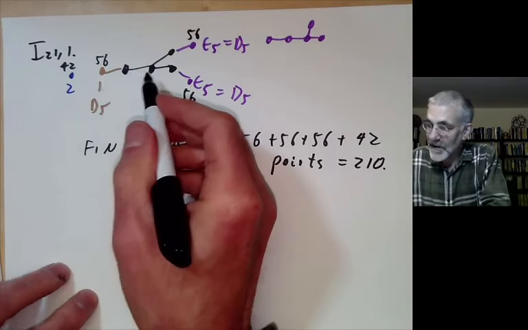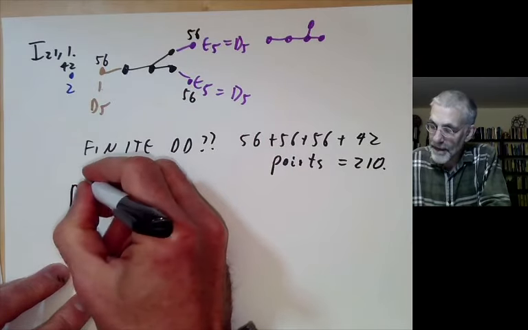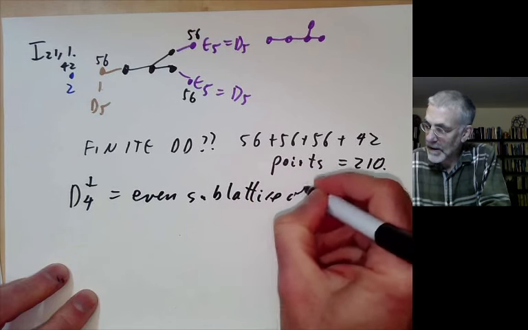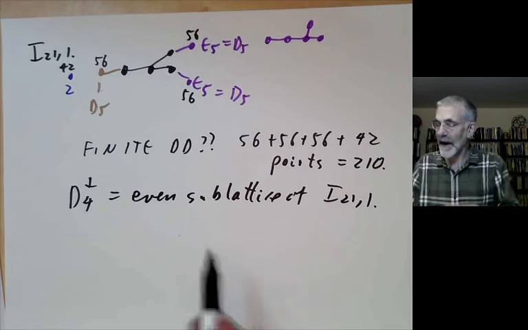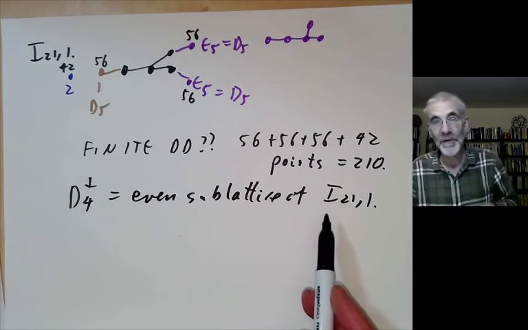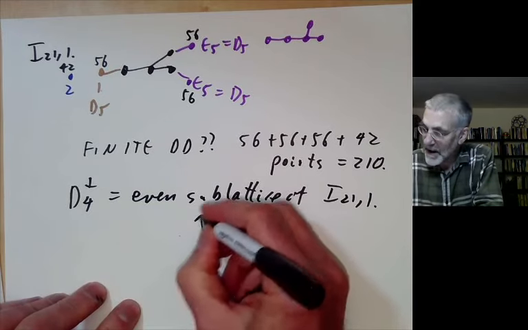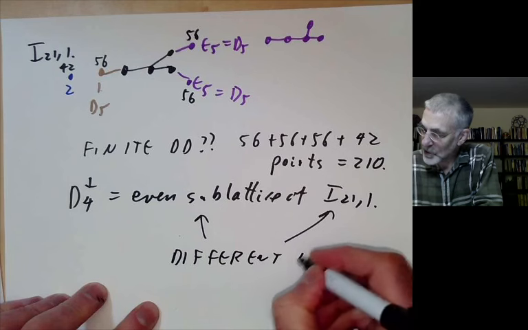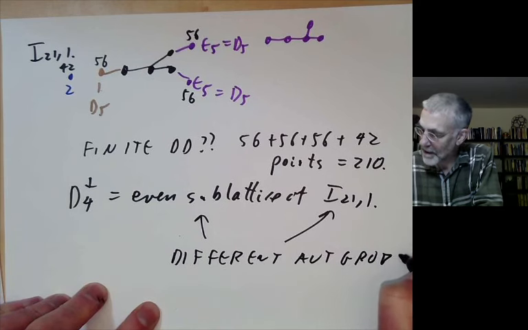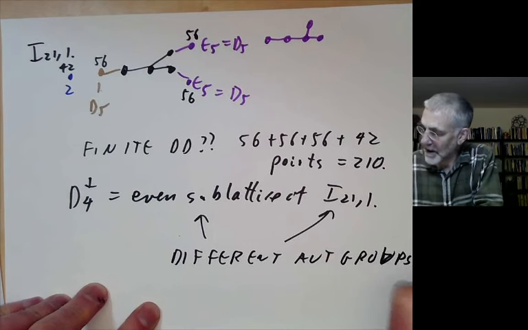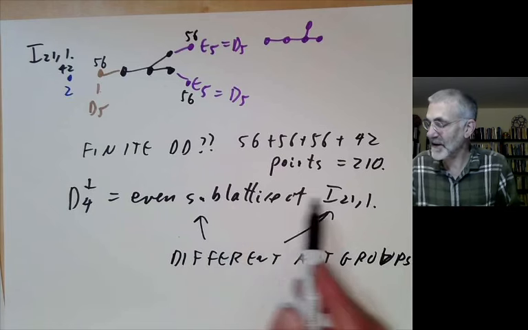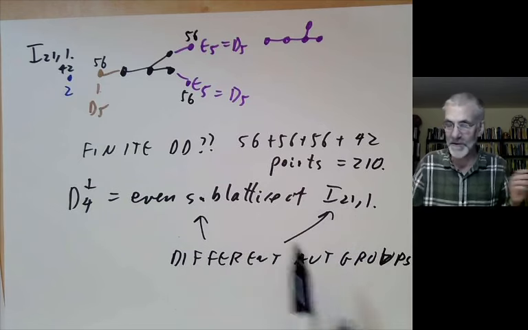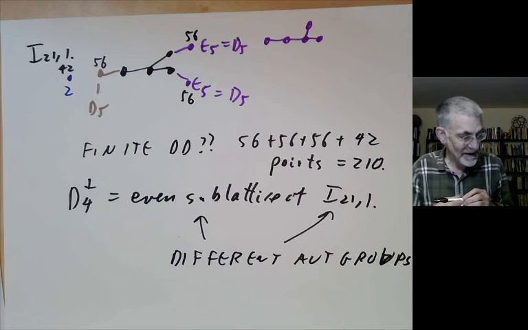Well, the complement of this D4 is the even sublattice of II21,1. And the even sublattice usually has the same automorphism group, but in this particular case, these things have different automorphism groups. In fact, the automorphism group of this lattice is three times as large as the automorphism group of that lattice in some sense. Well, I mean, they're both infinite groups. One has index 3 in the other.